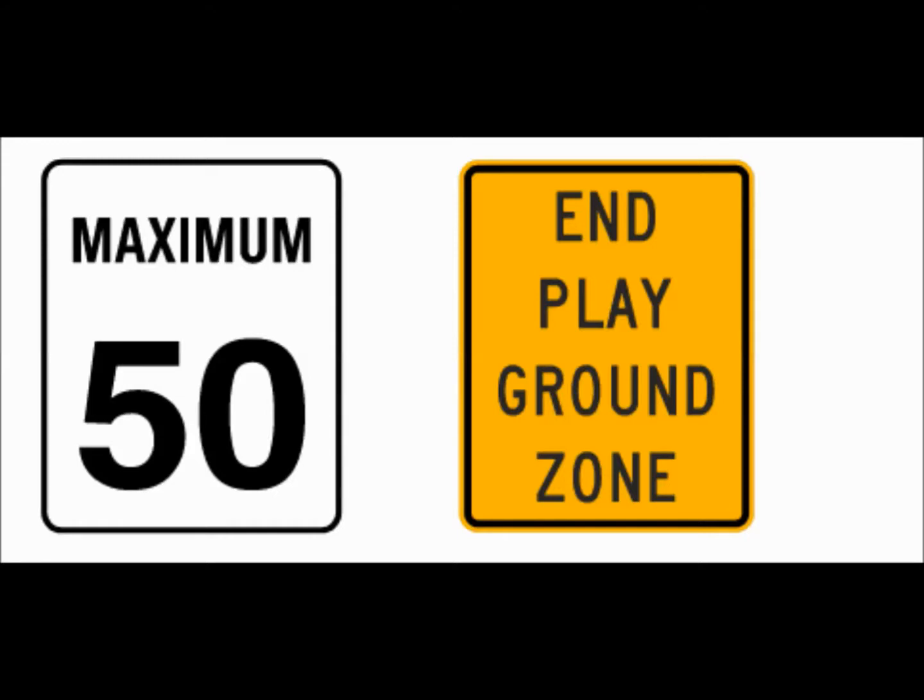You are not permitted to pass or attempt to pass another vehicle traveling in the same direction within a playground zone when the restriction is in effect. The speed limit for both urban and rural playground zones when the times are in effect is 30 kilometers per hour unless otherwise posted. Image descriptions. A white rectangle with the black lettering maximum and below it 50 in numerals. A yellow rectangle with a black outline saying end playground zone in black lettering.